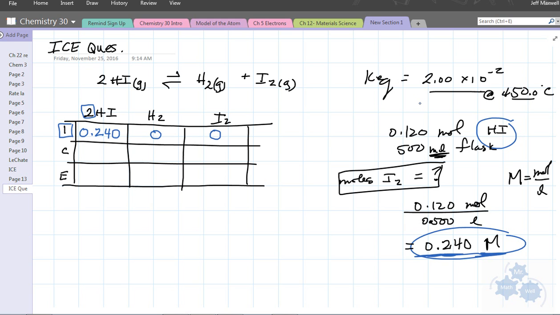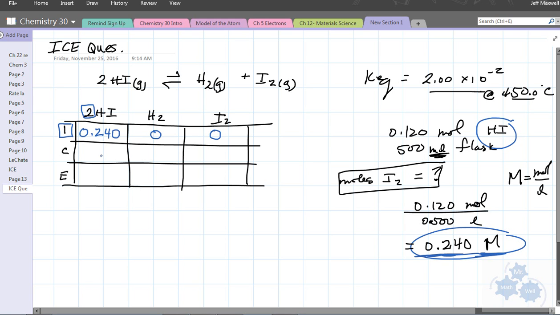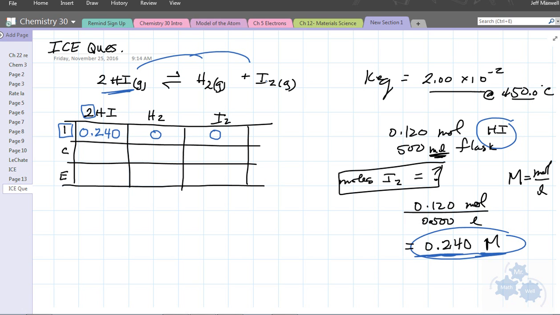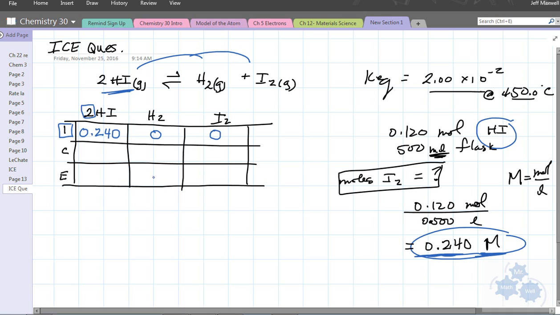Okay. Now, change. All right. What's going to happen to the HI if we allow this to react or to decompose? Because that's what's happening, right? It's decomposing into hydrogen and iodine. So is the concentration going to change? Is it going to go up? Is it going to increase? Or is it going to decrease? It's going to decrease, right? It's allowed to react. It's going to go down. You know that both H2 and I2 are going to increase. So getting those signs straight, first of all, is a good first step.